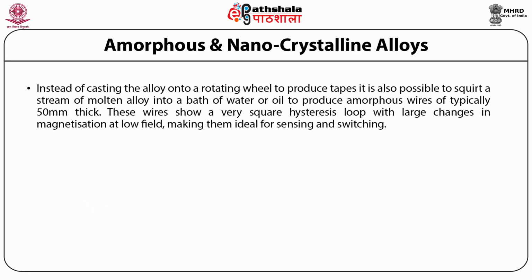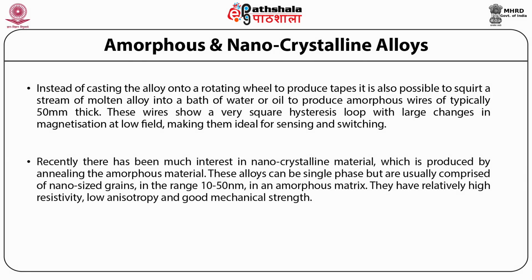Instead of casting the alloy onto a rotating wheel to produce tapes, it is also possible to squeeze a stream of molten alloy into a bath of water or oil to produce amorphous wires of typically 50 micrometers thick. These wires show a very square hysteresis loop with large changes in magnetization at low field, making them ideal for sensing and switching.